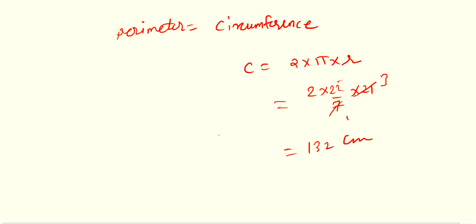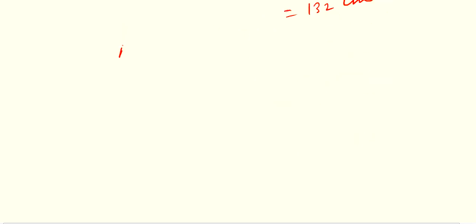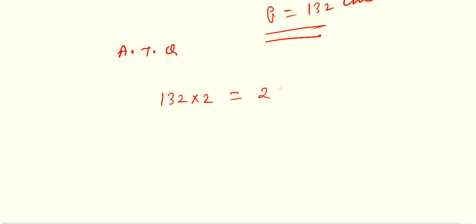Now the perimeter of the circle is doubled. According to the question, the perimeter of the circle is 132, which is now doubled. Doubled means 264. So 132 into 2 equals 2 into pi into r, 2 into 22 by 7, and the radius is what we have to find, so it will be r.